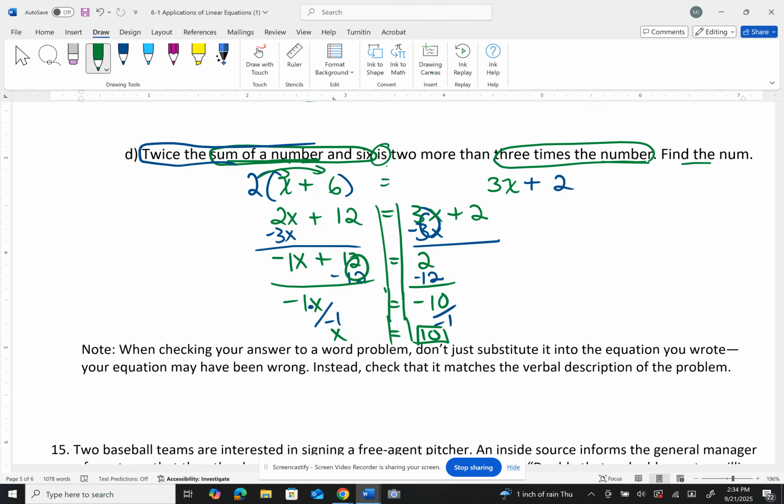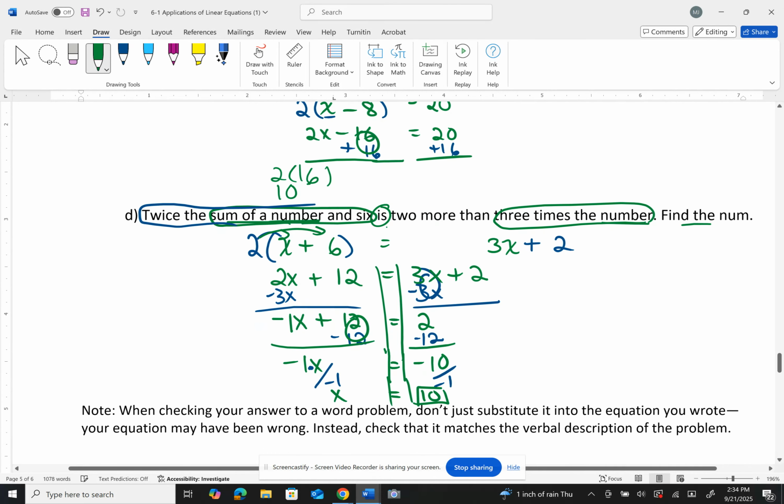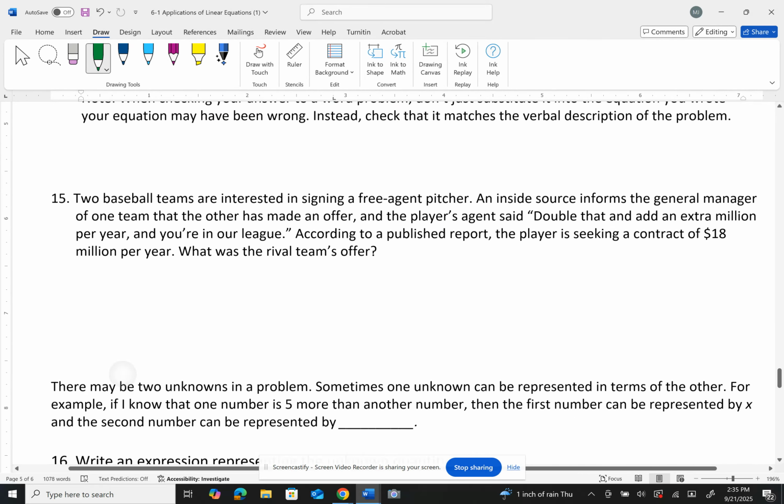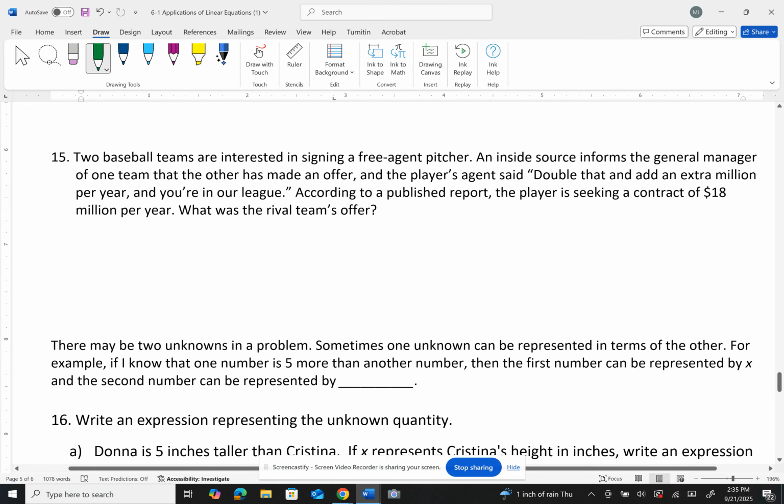So twice the sum of a number and 6. If my number's 10, the sum of the number and 6 would be 16, and twice that would be 32. Okay. And then if my number were 10, 3 times that would be 30, and then I need 2 more than that, which would be 32. Those are equal. I know I'm right without waiting for them to check it.